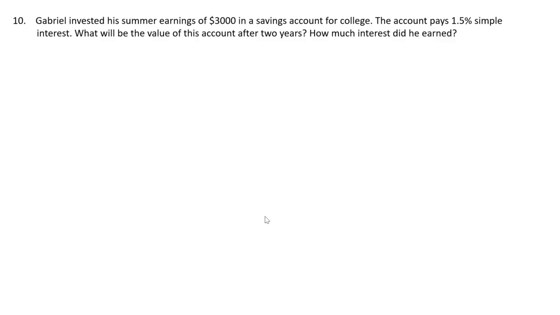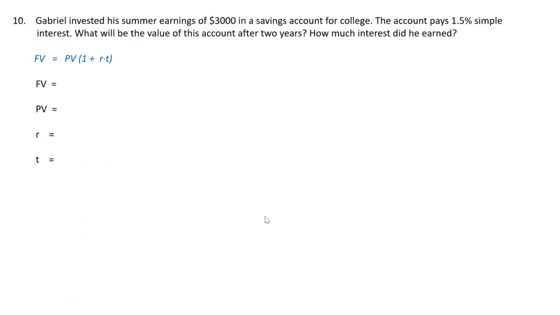Number 10. Gabriel invested his summer earnings of $3,000 in a savings account for college. The account pays 1.5% simple interest. What will be the value of the account after 2 years? And how much interest did he earn?